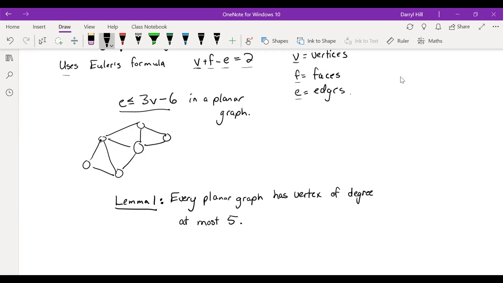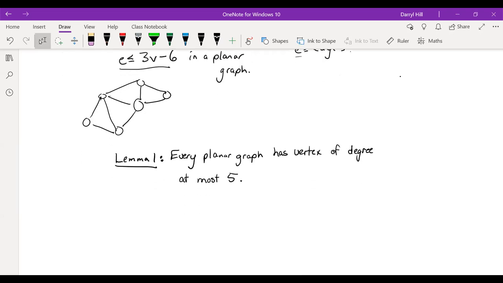Okay, so how we're going to do that is, we're going to do a proof by contradiction. So we're going to assume all vertices have degree 6 or more.